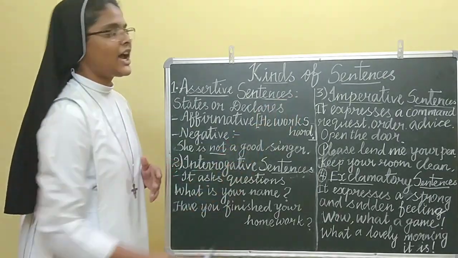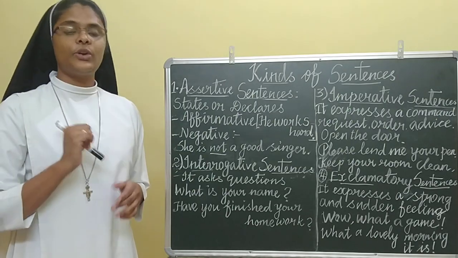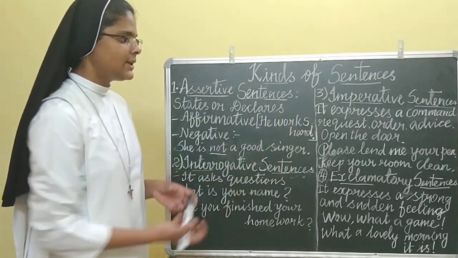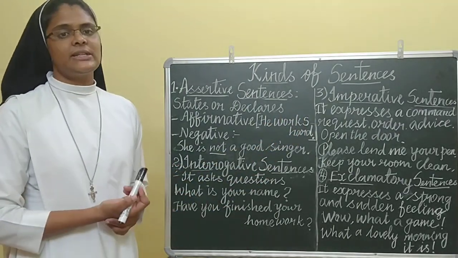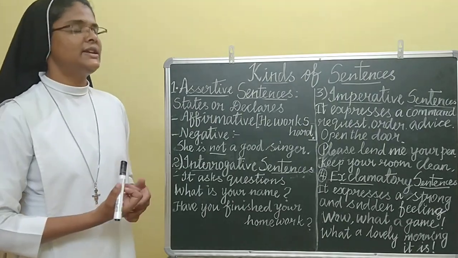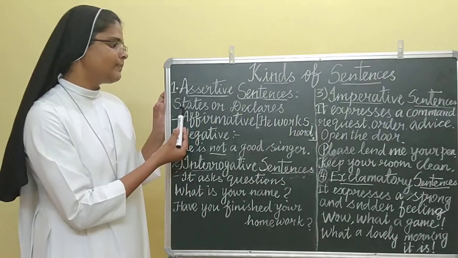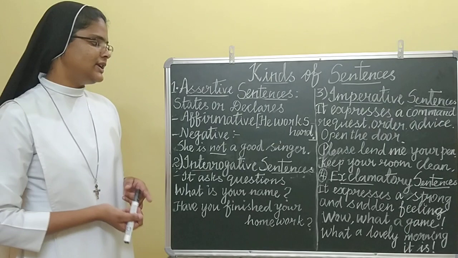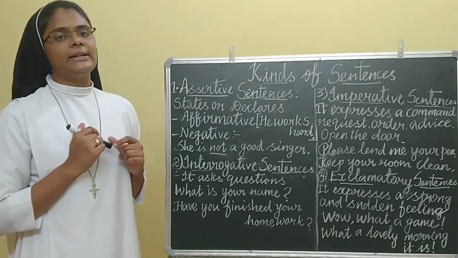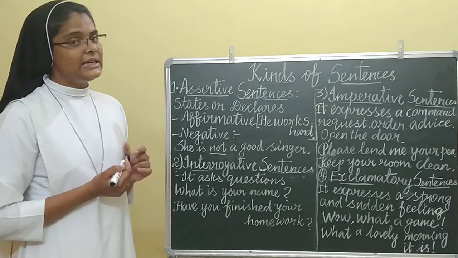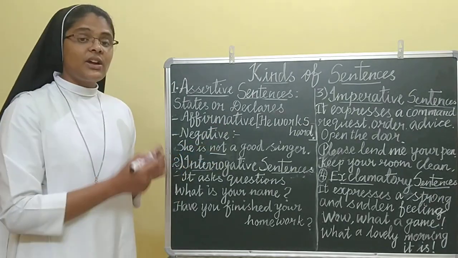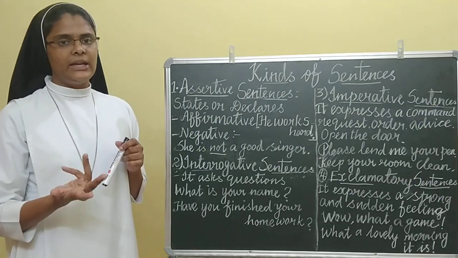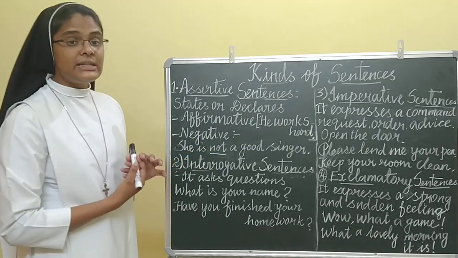Now let us see the kinds of sentences. There are four kinds of sentences: assertive sentence, interrogative sentence, imperative sentence, and exclamatory sentence. The first one, let us see now, the assertive sentence. We can call it an assertive or declarative sentence. It will state or declare something. They are called simple sentences because they will not express any kind of feeling, idea or question.